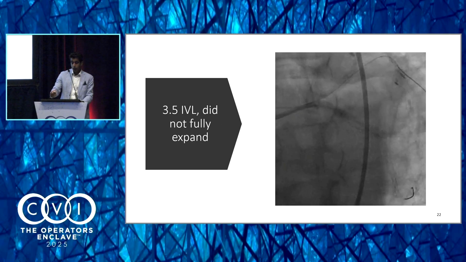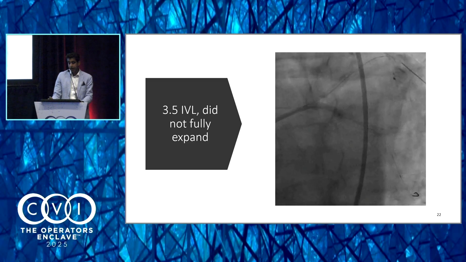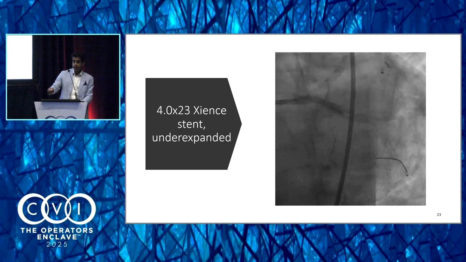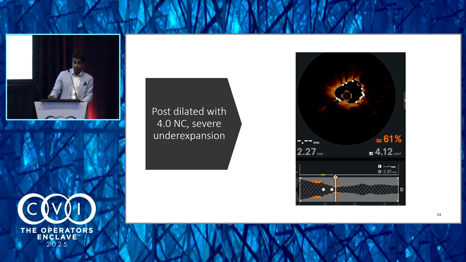And what they did was they actually used a 3.5 IVL after an NC. The IVL did not expand very well, as you can see. There's still quite a waist. They used a 4.0 Xience, and that was underexpanded. And then they imaged. And I'll show you what the OCT is.